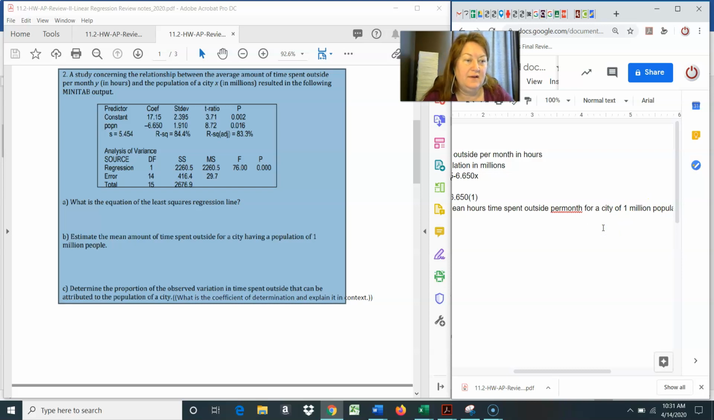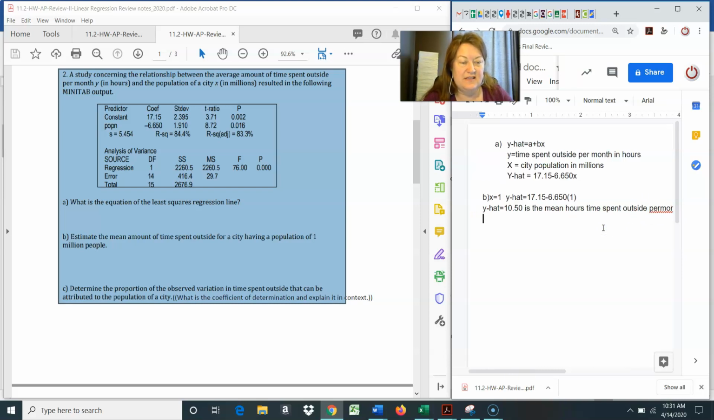Okay, so that looks like a decent answer for B. Going on to C, it says determine the proportion of the observed variation in time spent outside that can be attributed to the population of a city. All right, what the heck does that mean?